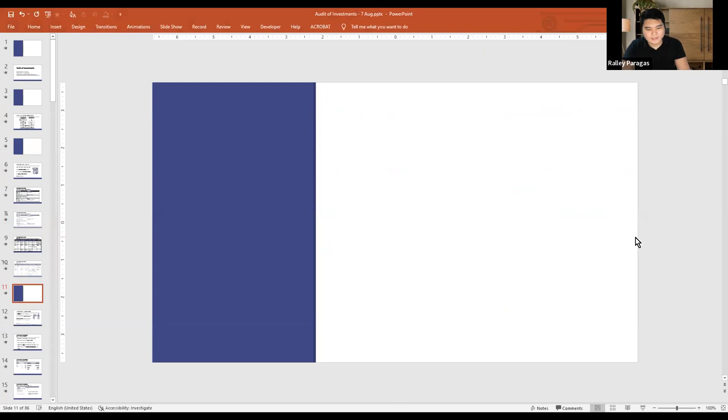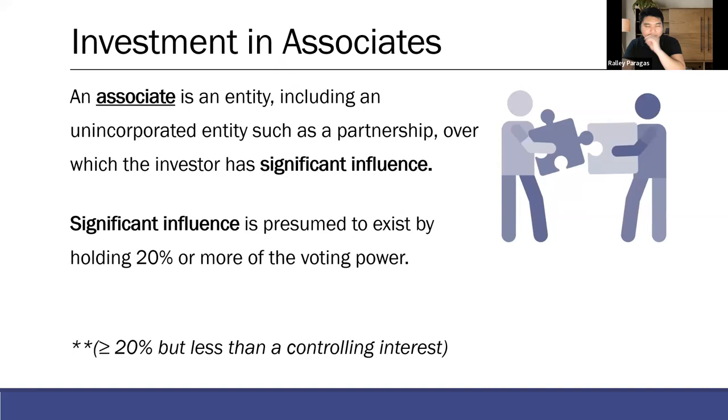Sige, continue tayo. I think we'd only be able to manage up until this topic, no? I've still prepared a reclassification topic about debt reclassifications, pero let's try to see if kaya pa. Sige. So in auditing of ano tayo?